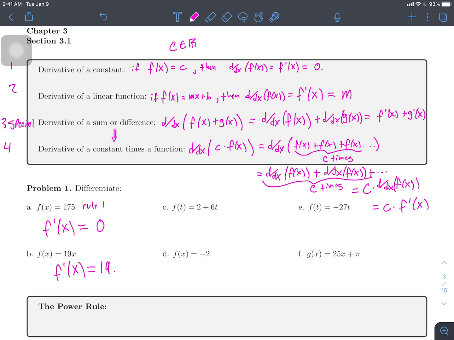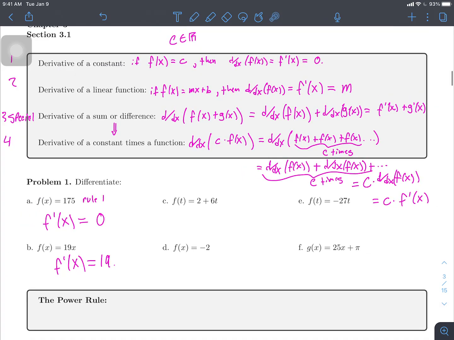Let's see some more examples. Okay, which rules am I going to need to use for f of t equals 2 plus 6t? Yeah, just 2, right? I could use a combination of 2 and 4, I guess, or 2 and 3 and 4. But it doesn't need to be that complicated, because this is a linear function, okay? This has the form mt plus b, right? They wrote the b first, okay? So this is a linear function, so its derivative should just be the slope of that function, which in this case is 6.